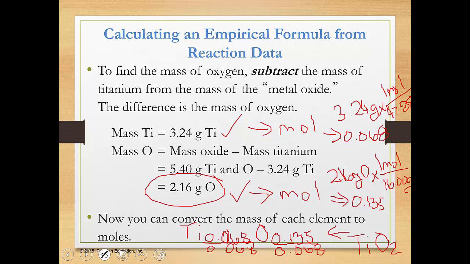Okay, so now this is my empirical formula right here. And that's all it was asking for. So I could actually stop with that thing that says titanium 0.068, oxygen 0.135. But if I want to take it that one step further, then I get something that looks a little nicer. I know that I have TiO2.